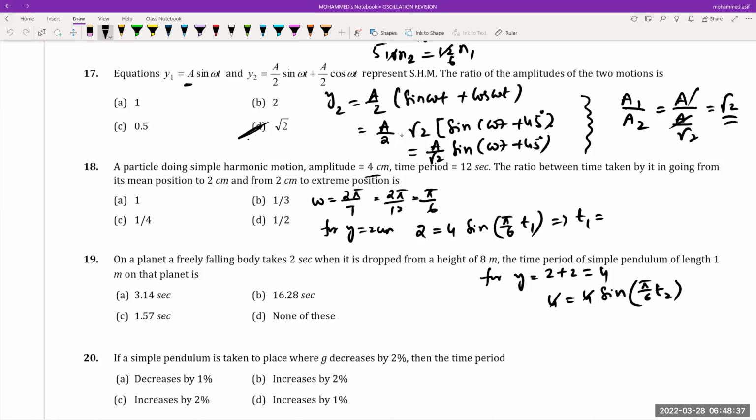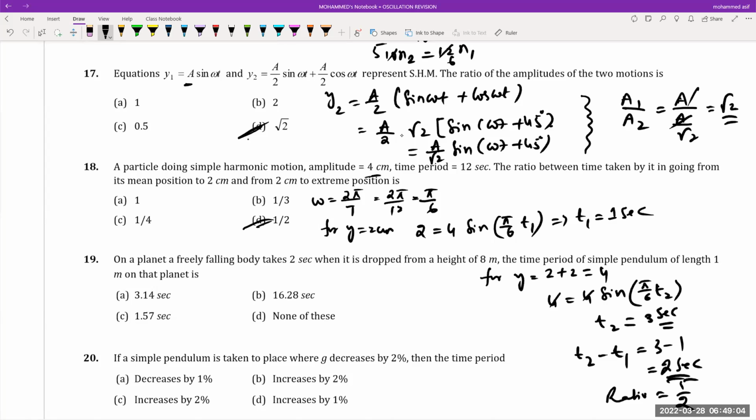इसमें से t1 की वैल्यू निकालो और इसमें से t2 की वैल्यू निकालो. तो t1 की वैल्यू कितनी आ रही है देखो बेटा, 1 सेकेंड आ जाएगा और t2 की वैल्यू आ जाएगी 3 seconds. So time taken to go from the 2 centimeter to the extreme position will be equal to how much? यानी t2 minus t1 कर दो. It is 3 minus 1. So that will be equal to 2 seconds. So required ratio will be equal to how much? 1 by 2.